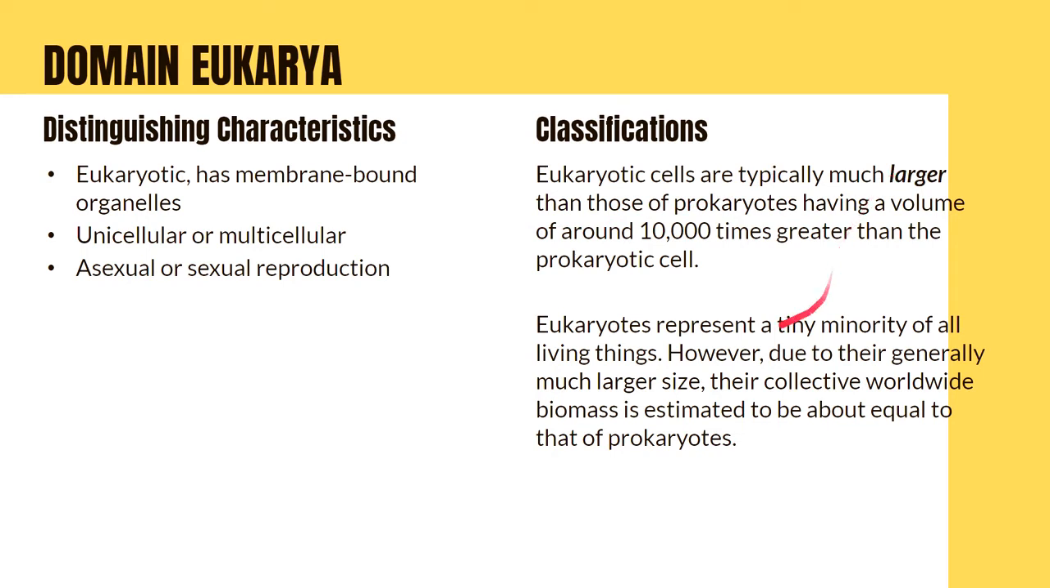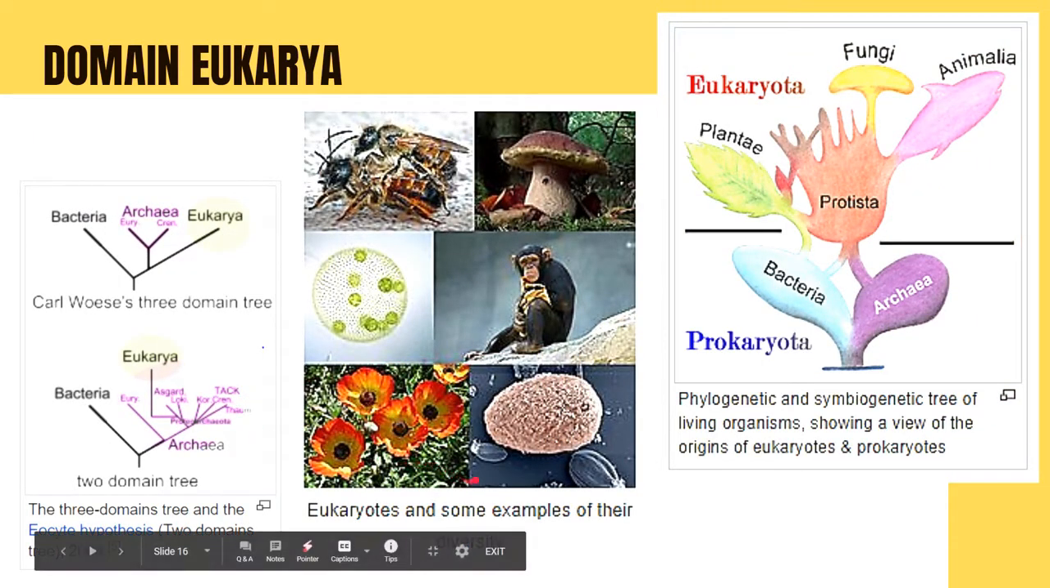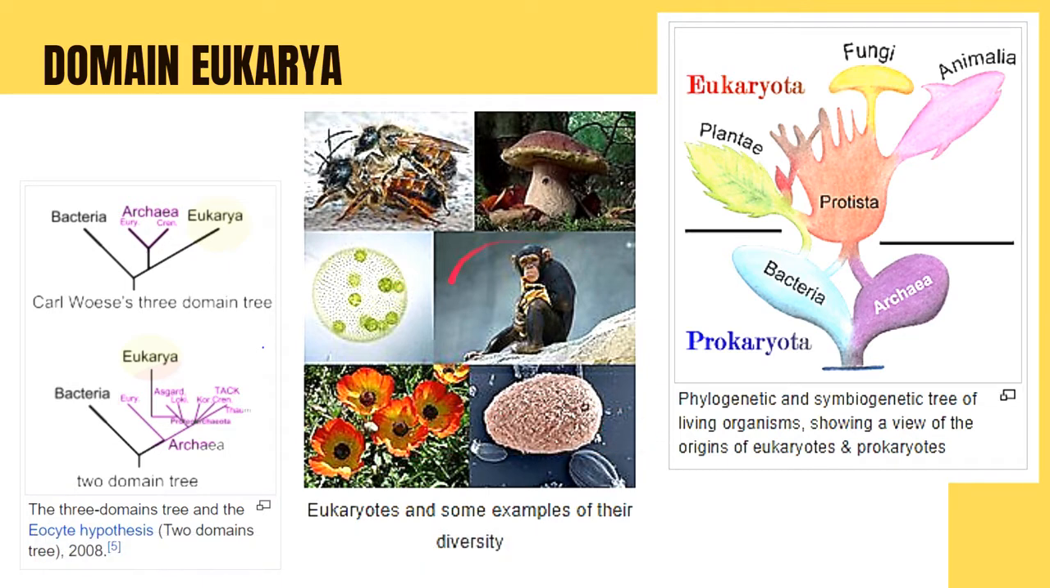They represent a tiny minority of all living things, but they are quite larger in size, and most of them are macroscopic, so they can be seen with our naked eyes. Their collective worldwide biomass is estimated to be equal to that of prokaryotes. Eukaryotes, we've mentioned this, are your plants, fungi, animals, insects, and all that.